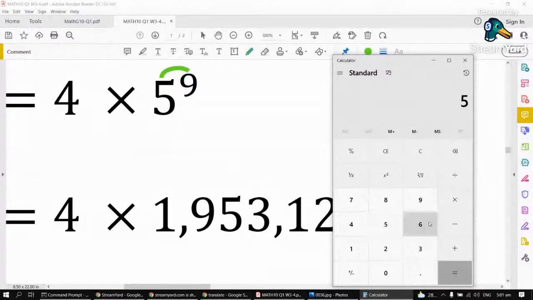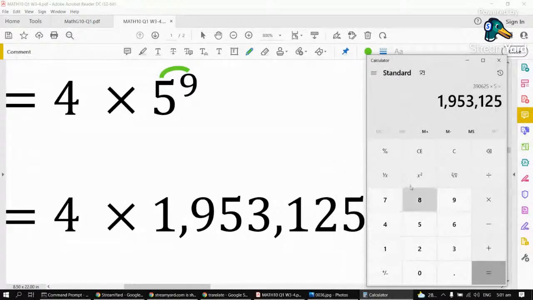5 times 5 is equal to... pangalawa, pangatlo, pang-apat, panlima, pang-anim, pang-pito, pang-walo, pang-siyam. 1,953,125. Okay? So, ulitin natin, no?